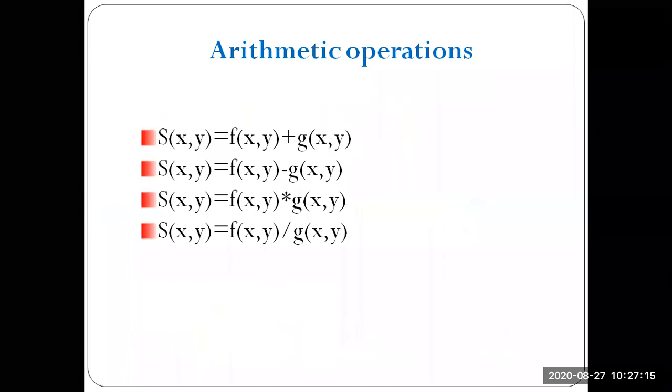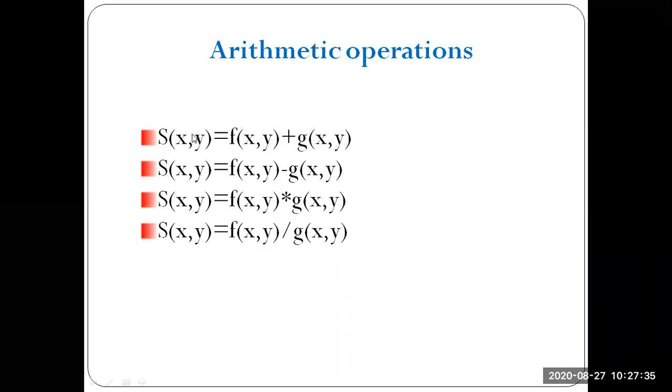Arithmetic operations. So in arithmetic operations, suppose there are two images. Let us consider one image is f of x comma y, second image is g of x comma y. f of x comma y is a two-dimensional image, g of x comma y is also a two-dimensional image. If we combine these two, you will get a new image that is called s of x comma y. So s of x comma y is my output image, and f of x comma y and g of x comma y both are input images.